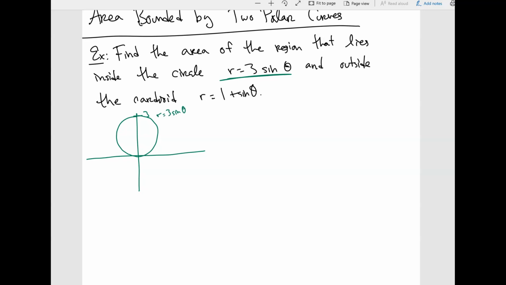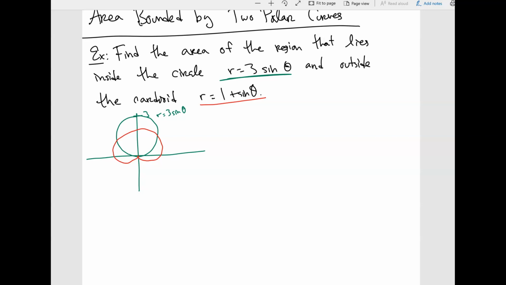And then the next one is a cardioid. Because it's a sine function, you can see that the cardioid is also going to be hinged around the y-axis. So it looks kind of like this. Okay, if I can draw this correctly.